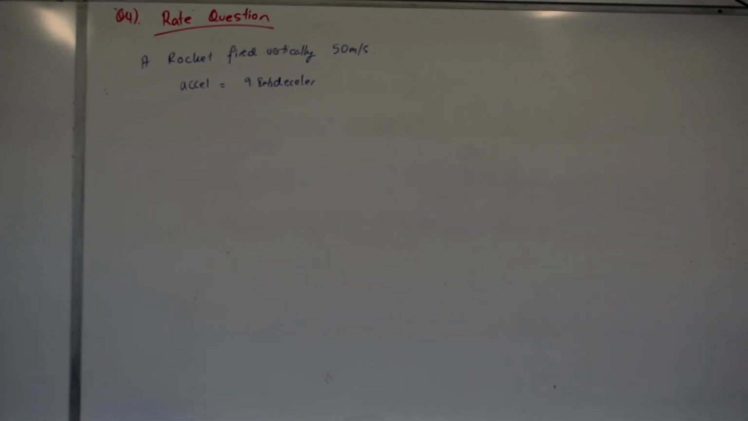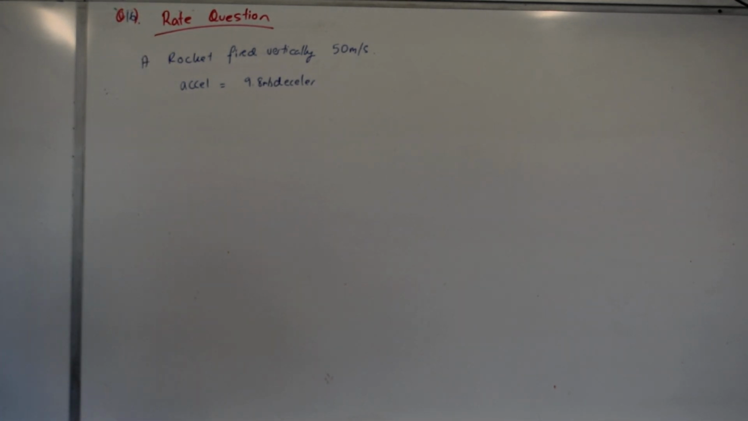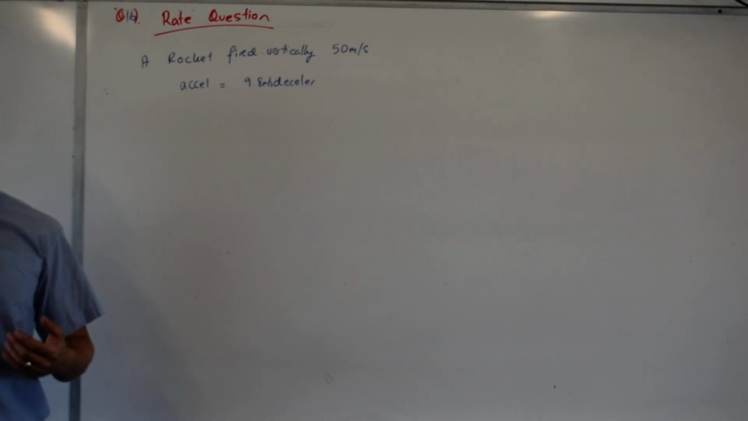So we've got a rocket being fired up, I think it's question 16. A rocket being fired up at 50 meters per second vertically, and it's got a deceleration. When we read that, what are we automatically thinking? What type of problem is it? Kinematics. So before we go any further, we know we're dealing with kinematics and that kinematics ladder, correct?